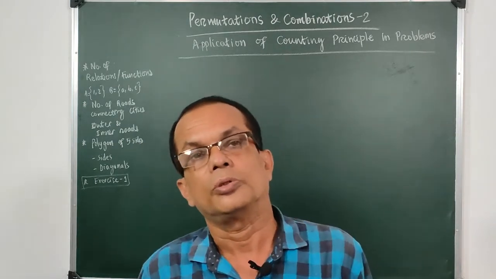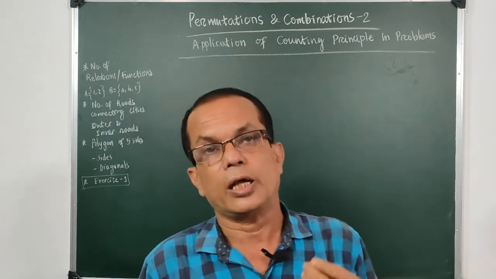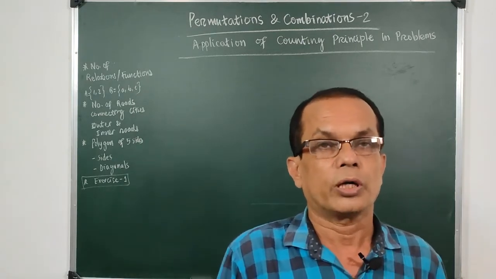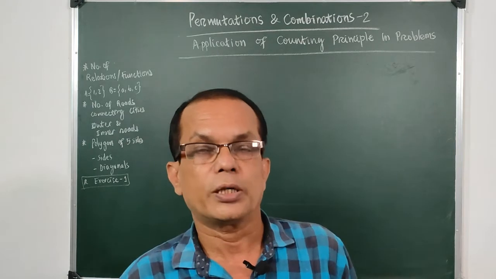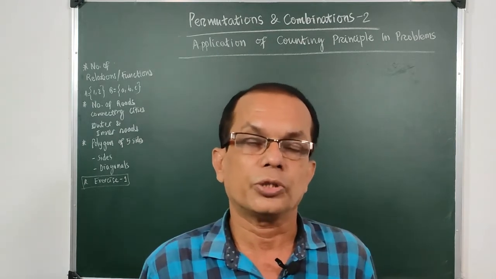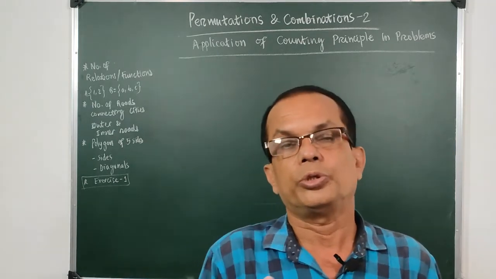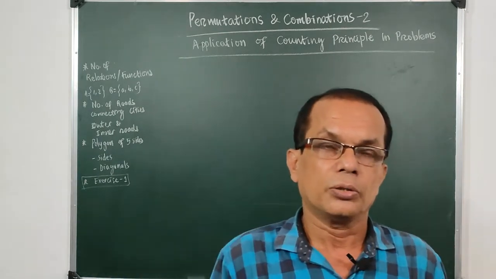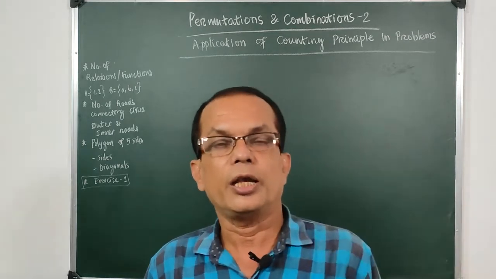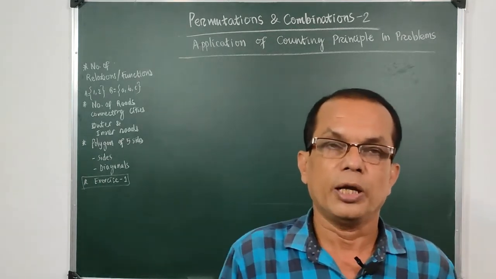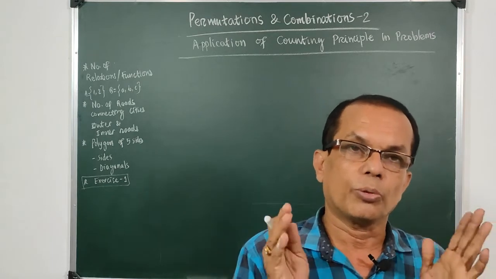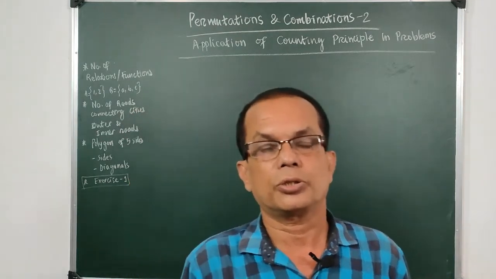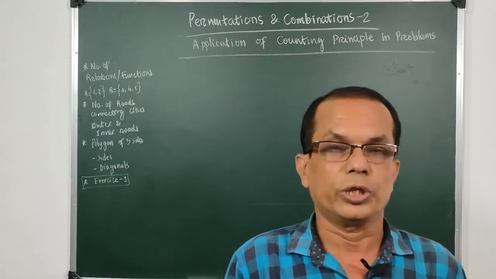In the last chapter, what we discussed was about counting principles. What are counting principles? How to count the number of relations and functions that can be formed between two sets, when one set contains n elements and the other contains m elements. What will be the number of relations between the two sets, and what will be the number of functions between two sets?